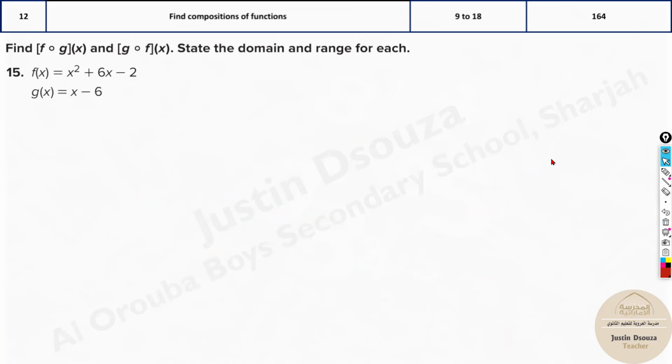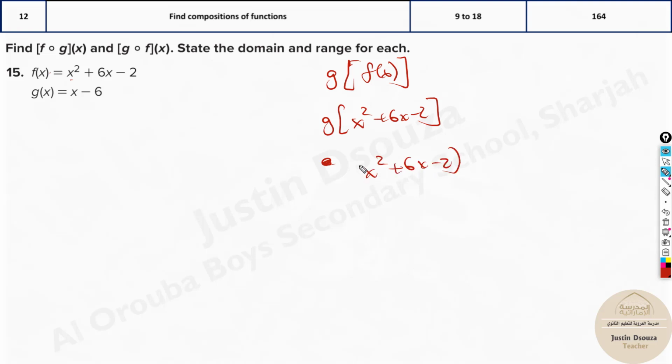Now let's do the next one as well. How do we do this? This is the domain. Here, f of x is the domain. It's like g of f of x, right? We will substitute the f of x value. It is x squared plus 6x minus 2. And now, what is g of x? x minus 6, right? Instead of that, just substitute this entire thing. x squared plus 6x minus 2 minus 6. Simplify this. It's x squared plus 6x minus 8. This is the answer.